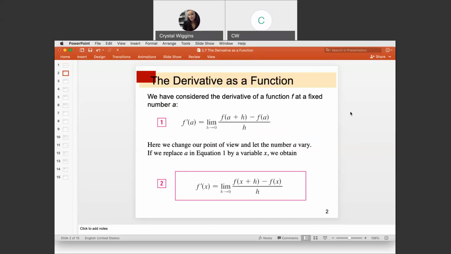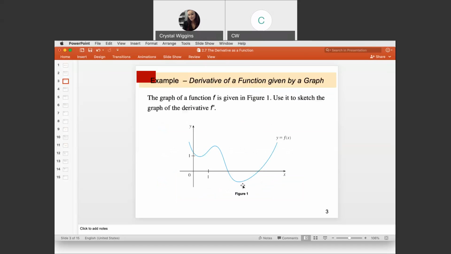So consider we now know the definition of the derivative is the limit as h approaches 0 of the function evaluated at a step from some value a, minus the function evaluated at the value a, all over h. But what if we take out the specific value of a and replace it with just a function of x? So if we are looking at the graph of f, use it to sketch the derivative f prime.